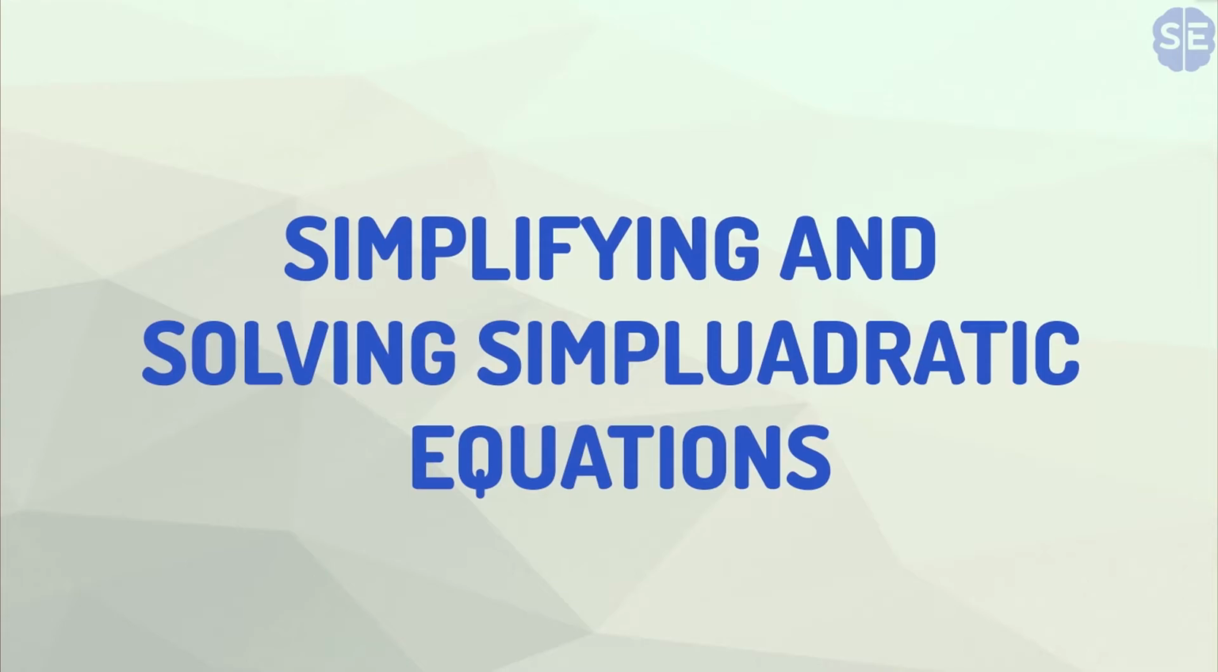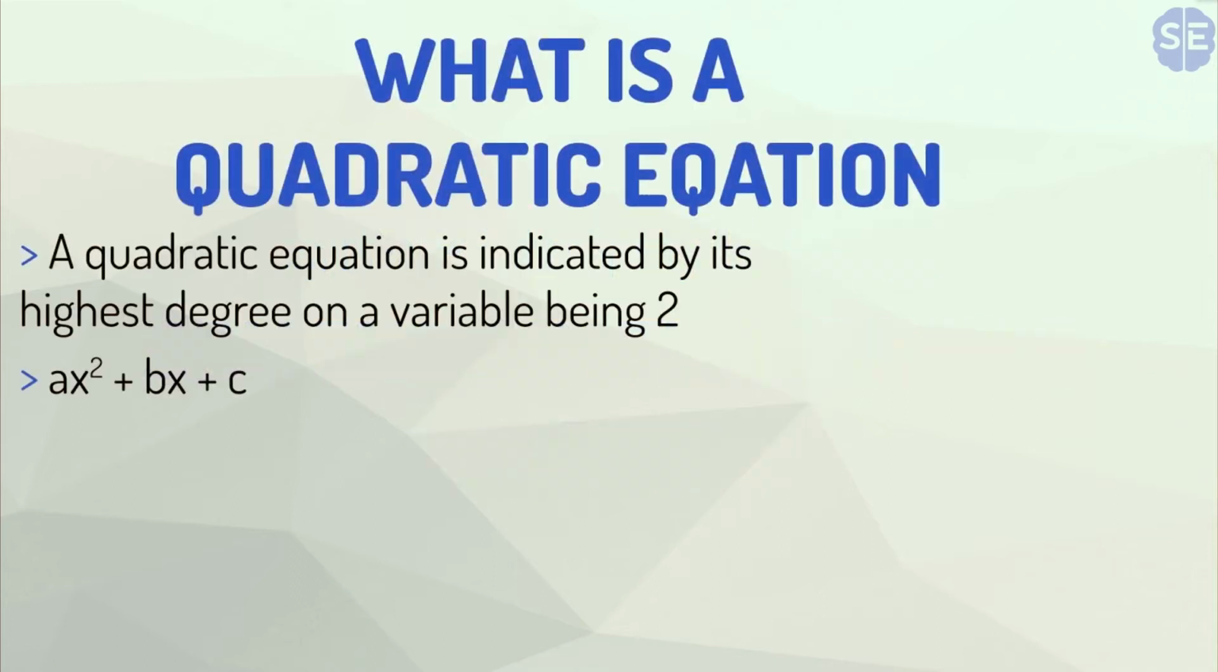Hello, in this video I'll be explaining how to both simplify and solve simple quadratic equations. A quadratic equation is indicated by its highest degree on a variable being 2. What this means is that the highest index or number in the superscript of a variable is 2. They take the general form of ax squared plus bx plus c, where a, b and c are constants.